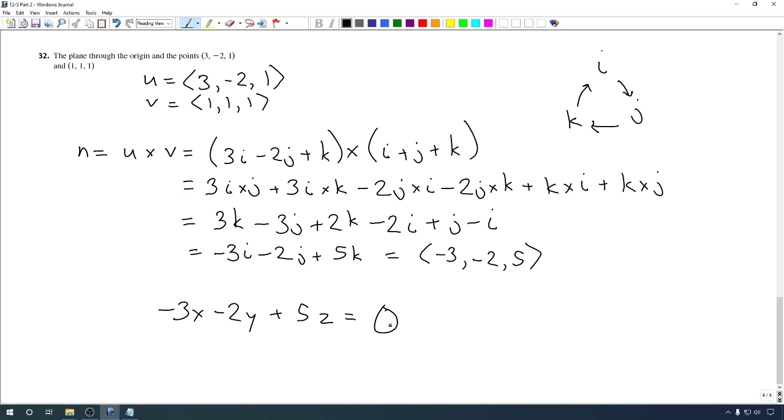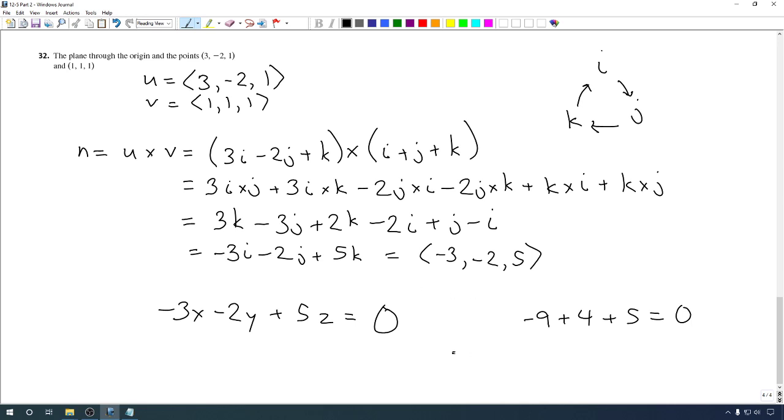One thing that we can do to test ourselves is that 0 should be true no matter what point we pick on the plane. If we pick the points 3, minus 2, 1, and 1, 1, 1, and plug those in over here, we should still get 0. So let's actually test that. So negative 3 times 3 has a negative 9. Maybe I'll even write this out. So I'll have a negative 9. We have minus 2 times negative 2. It's going to become a positive 4. Then we have a plus 5 times 1. So we end up with a plus 5. And that, in fact, does equal 0.